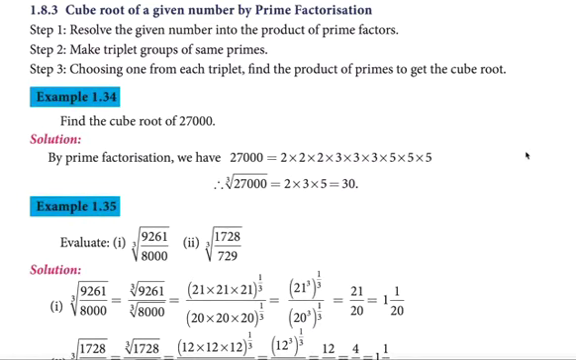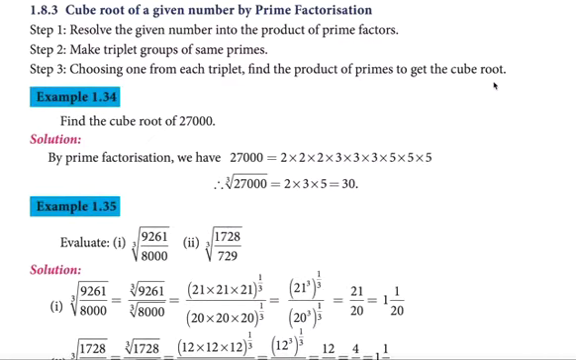Hi guys, today we will be continuing with our cube root. Cube root of a given number by prime factorization. The method is almost similar. Resolve the given number into the product of prime factors. Make triple groups of the same primes, choose one from each triplet, and then take the product of the primes to get the cube root.